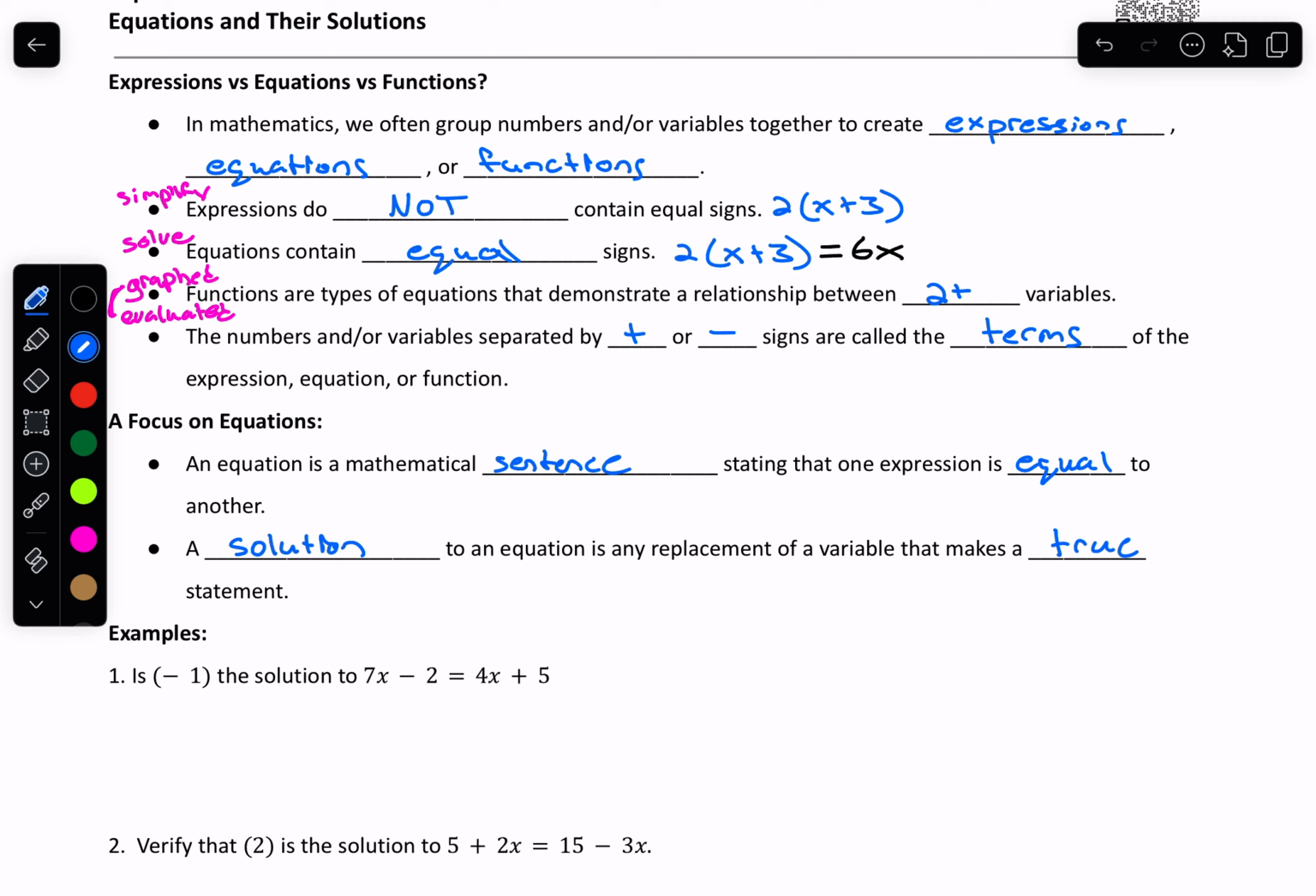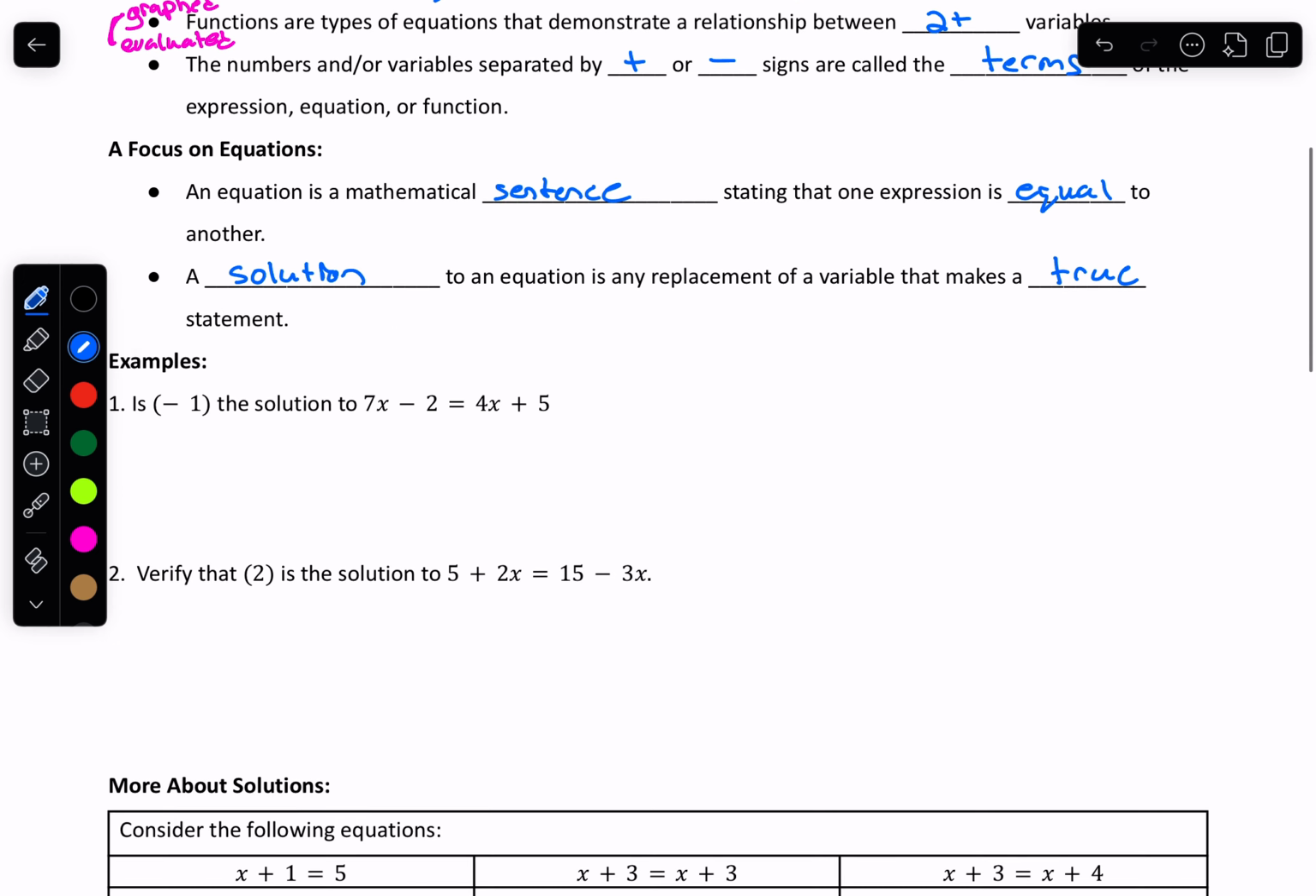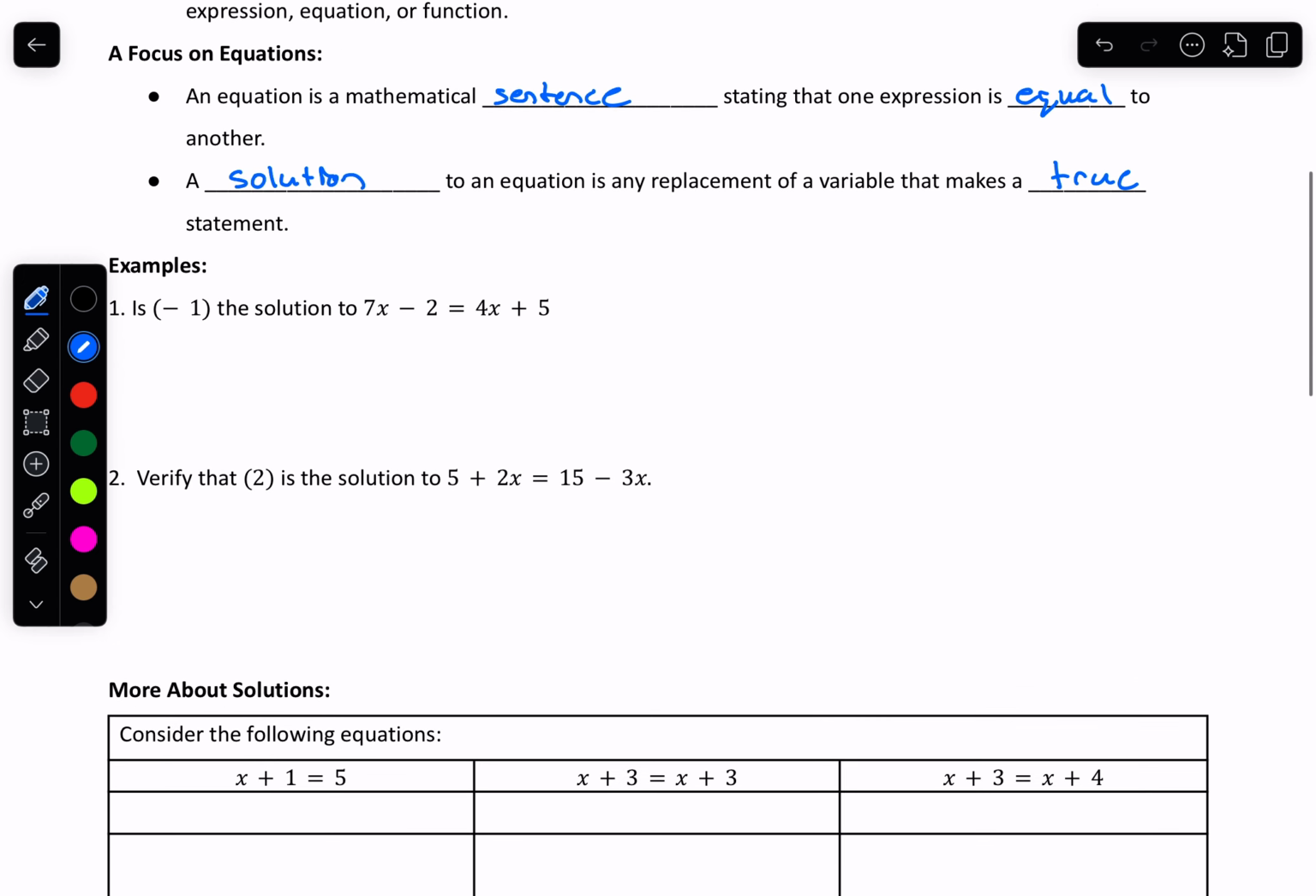All right, so now before we learn how to solve equations, first we need to learn how to test if our answer is right. That way at the end of every problem, we can go backwards and see if we actually did it right. So for example, number 1 here, is -1 the solution to 7x minus 2 equals 4x plus 5? So first things first, when we say is -1 the solution, what we really mean by -1 right here is x equals -1. Okay, so when we just say -1, from context, we're supposed to understand that that refers to the x value.